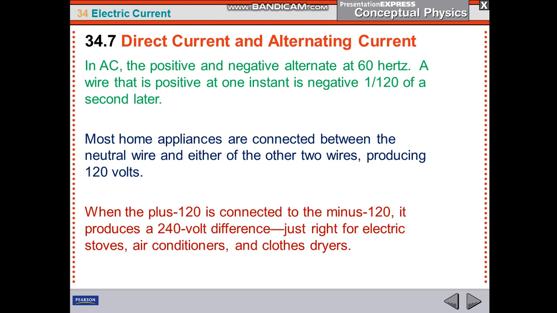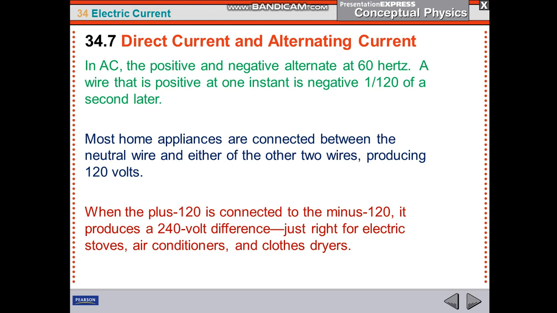When the plus 120 is connected to the minus 120, it produces 240 volts. So there is a difference of 240, you know. So a 240 volt difference is produced, and it is just right for electric stoves, air conditioners, and clothes dryers. So according to the home appliances, there can be differences in the voltages, produced by connecting the wires according to their own voltage terminal.